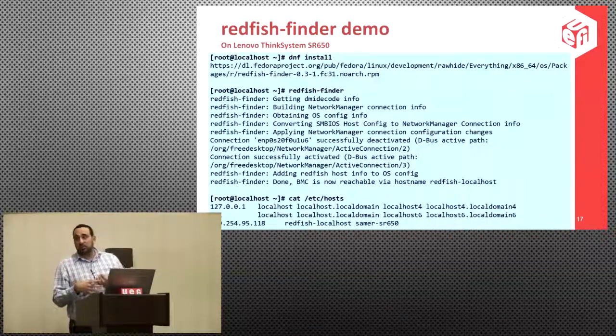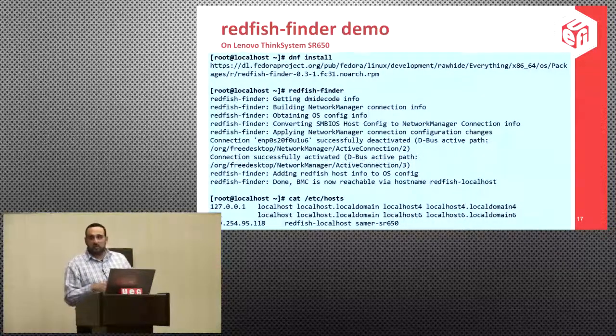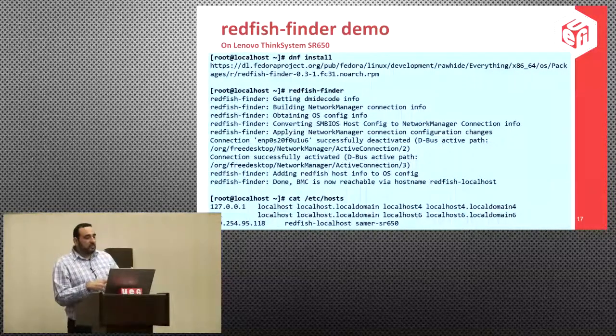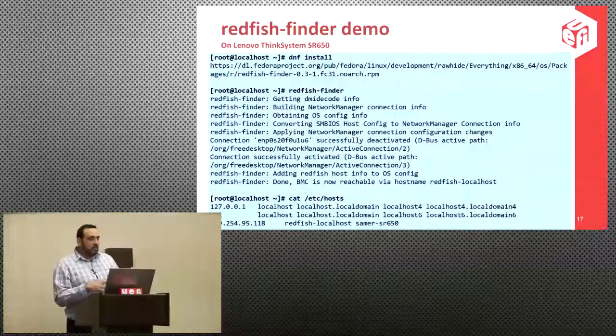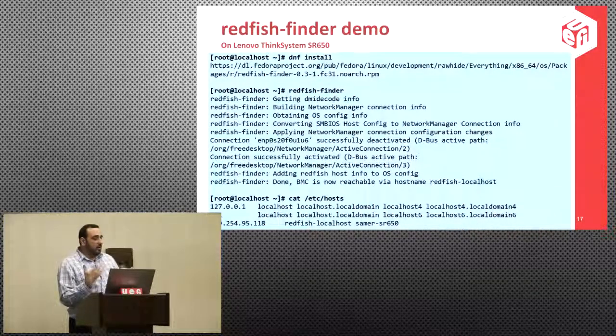It uses DMIDecode, so it relies on the updated version of DMIDecode to also be installed. Uses DMIDecode, finds SMBIOS, finds the proper settings, uses Network Manager to configure the connection, and configure the network, and adds the Redfish host to the host mapping in the OS. And done. Now your BMC is reachable at Redfish-localhost.